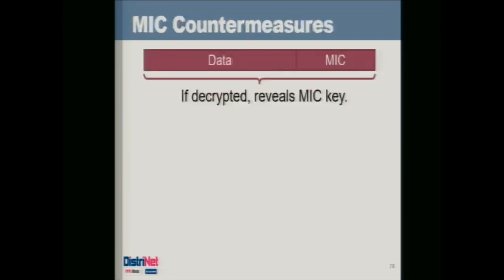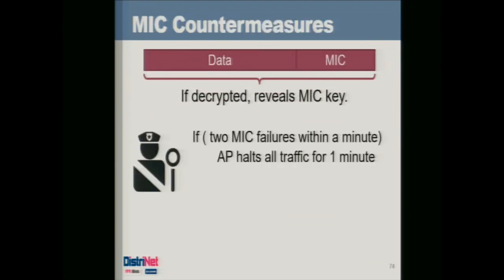The problem with this protocol is that if you manage to decrypt this packet, you can actually reveal a key. So if you manage to decrypt the packet, basically part of the security is lost. The designers realized this and they implemented a countermeasure which states that if there is a MIC failure, if this checksum is wrong, you should issue a warning. And if there are 2 of these issues within a minute, the access point will stop all traffic as a countermeasure to try to slow down attacks.